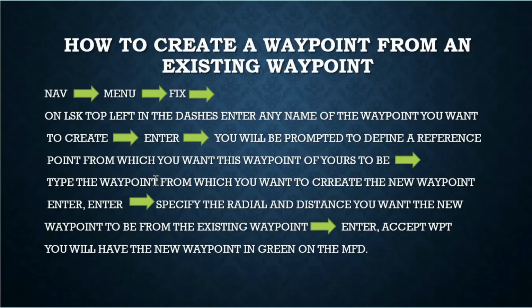Excuse me. And then once you have typed in the name of the existing waypoint, you'll press enter twice, and then on the next line on the left hand side you'll be prompted to specify the radial from the existing waypoint on your flight plan routing and the distance you want the new waypoint to be from the existing waypoint as well. Once you have defined the radial and the distance, you'll press enter, and then you'll select accept waypoint. Once you have that, you will see this waypoint appearing nicely on the MFD.